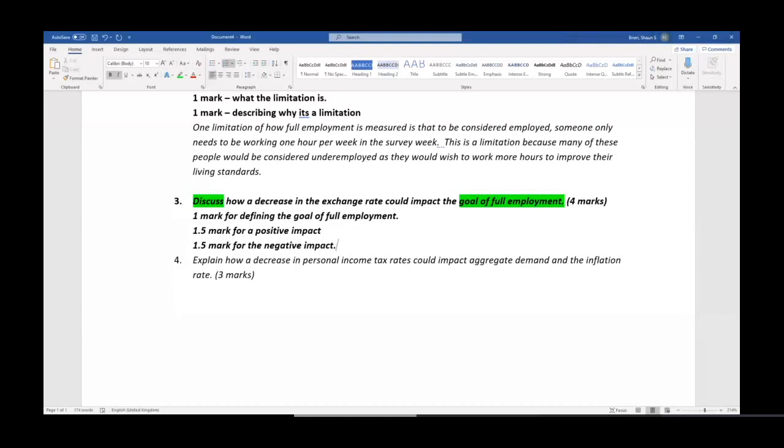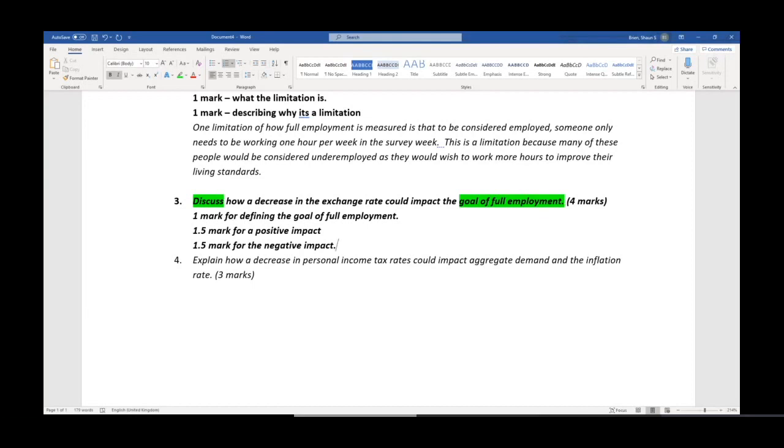Why this is important is a lot of people would treat this like an explain question. Most people would go straight to the fact that a decrease in the exchange rate would mean that we're importing less and exporting more, which is favorable. That's more injections into aggregate demand, which means that businesses will employ more labor, and that will help decrease the rate of unemployment and helps us achieve the goal of full employment. So that's the positive impact.